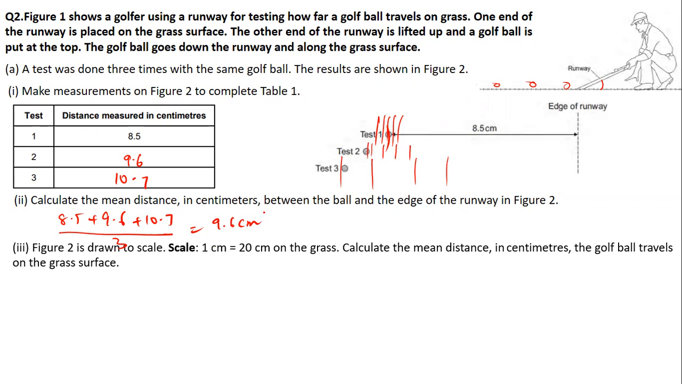Now let us read the next question. Figure 2 is drawn to scale. 1 centimeter equals 20 centimeters on the grass. Calculate the mean distance in centimeters when the golf ball travels on the grass. What should I do? You have to multiply 9.6 by 20. So what is the answer? Tell me.